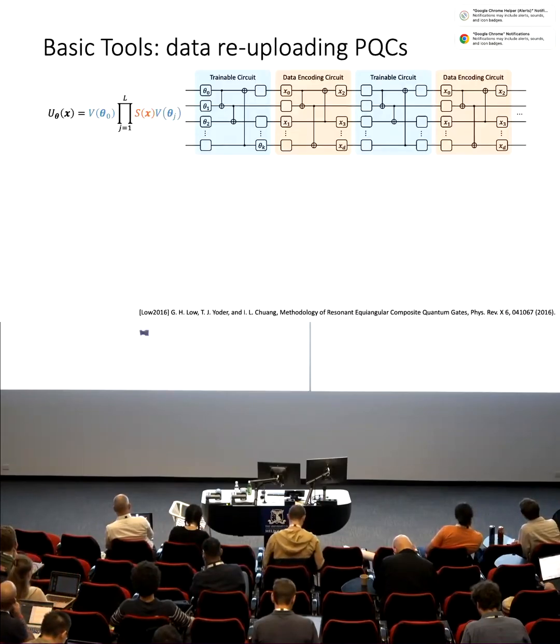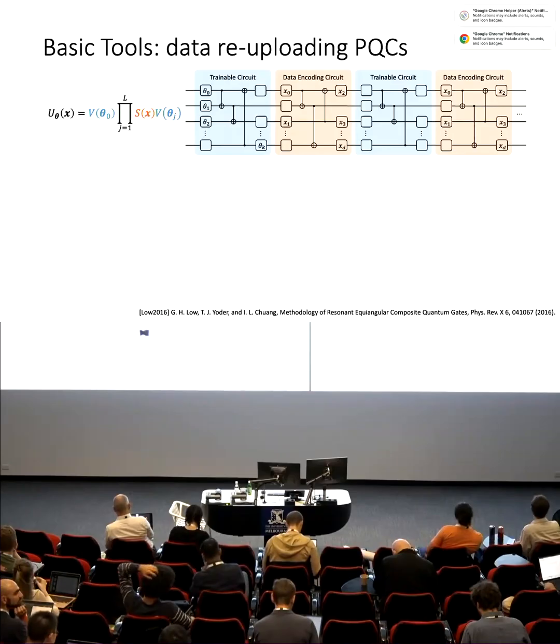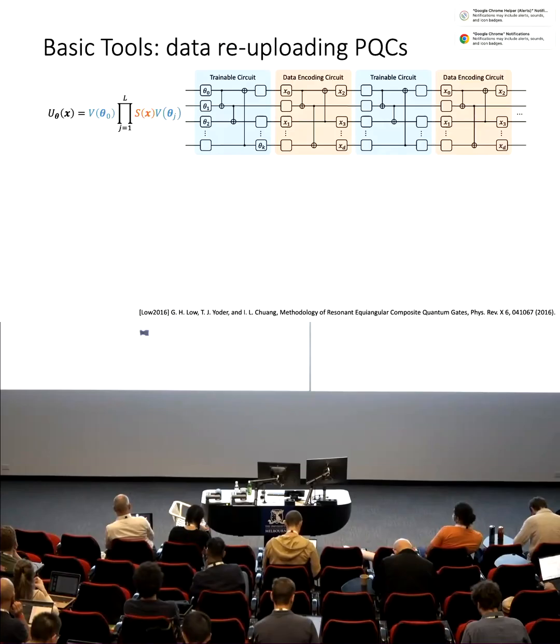Okay, so before we proceed, we first introduce the basic tools that we will use as a building block of our PQC approximation, which is the data uploading PQCs that we showed before. But as we said, if we have this kind of complex multi-qubit PQC, it is somehow hard to analyze the performance, and also the construction is not explicit. So instead, we consider the minimum building block, which is a single qubit data uploading PQC.